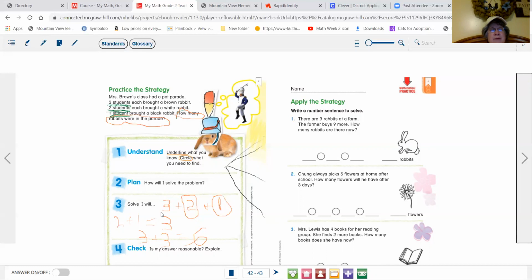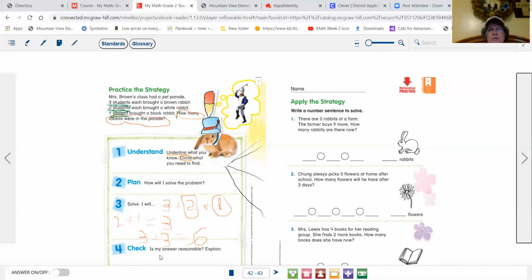We go back up into the other number sentence and realize we still need to add on that 3. So 3 plus 3 equals 6. Once again, you would just ask yourself, does that make sense? Is that answer reasonable? And if so, you're ready to move on.